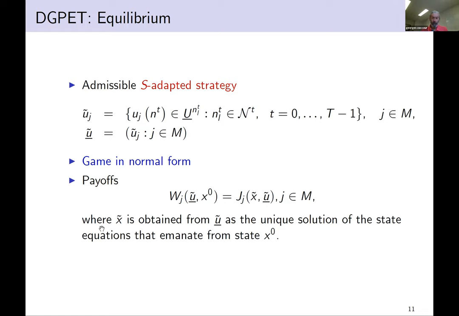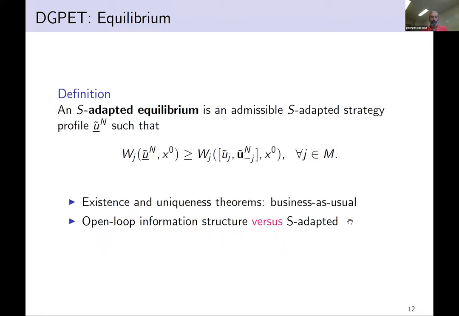strategies. And here, of course, what we are assuming is that this X tilde is obtained as the unique solution of the state equation that is emanating from X zero. So this is the assumption I need here. Otherwise, it will be much messier to deal with when you have different solutions to this dynamic equation. So now I can introduce the set of strategies that is going to be used here.